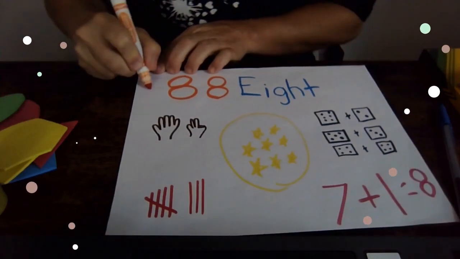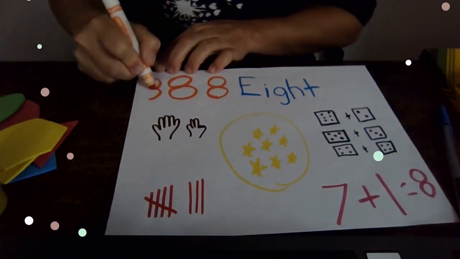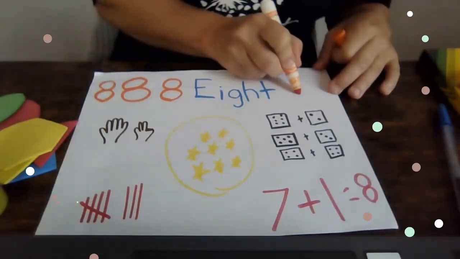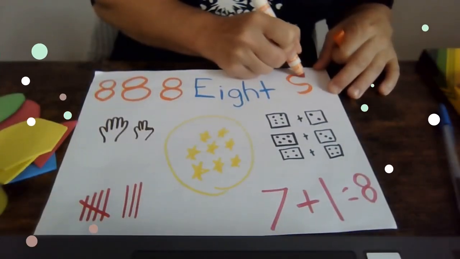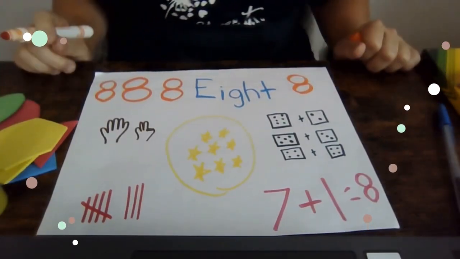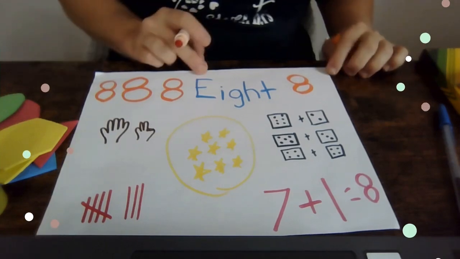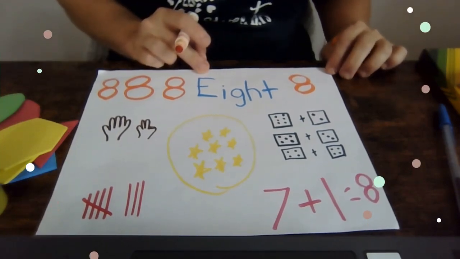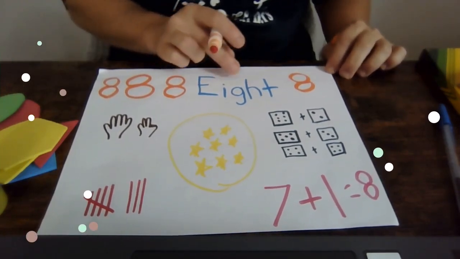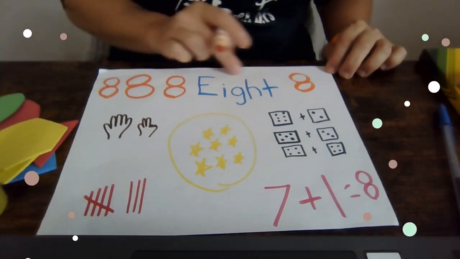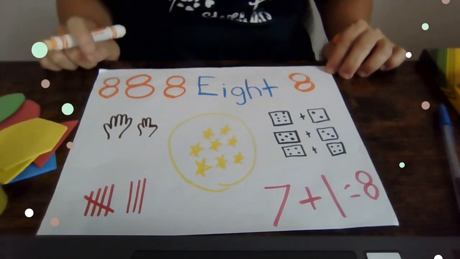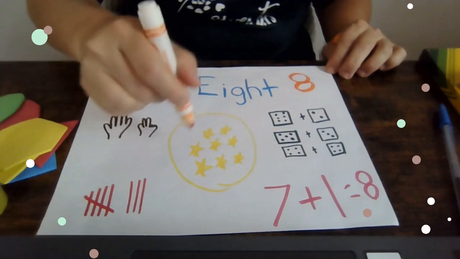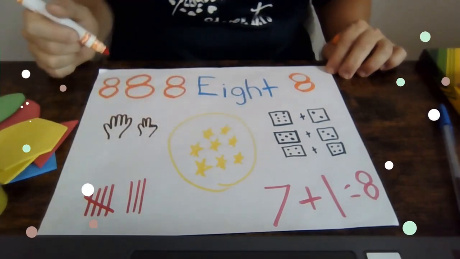You can either make 2 circles or you can make a curvy line and around. Then I have the word 8, E-I-G-H-T. I have a group of 8 stars.